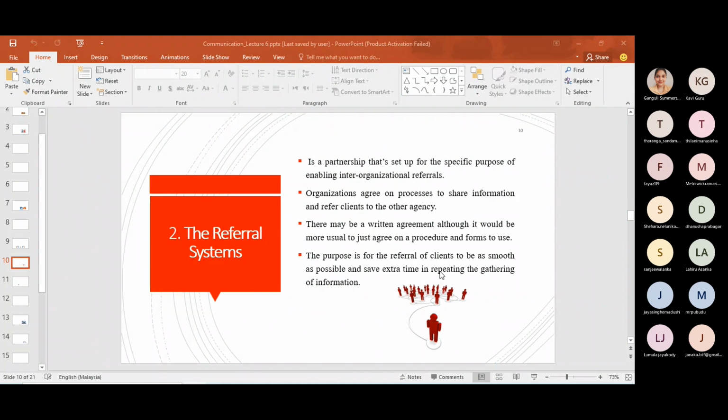And yes, Sanjeeva, you are right as well. You will be able to share experiences. Yes, that is right as well.